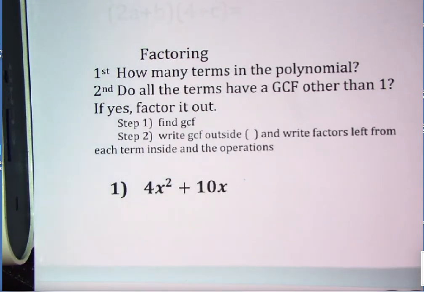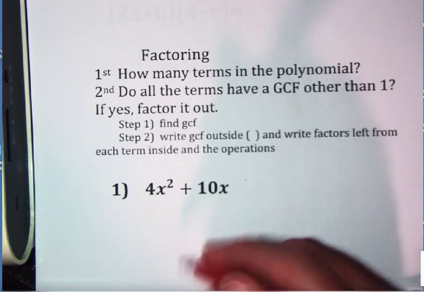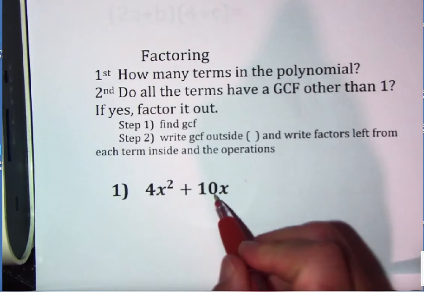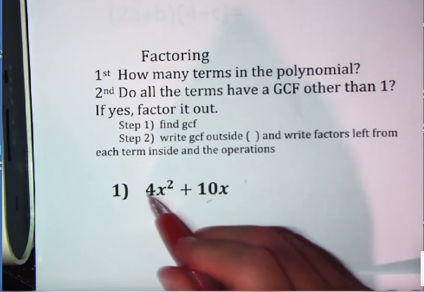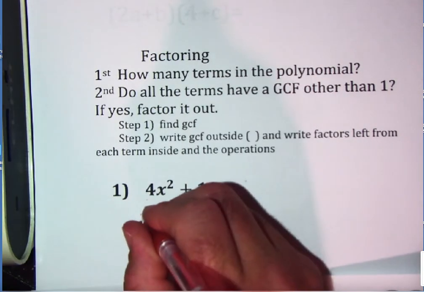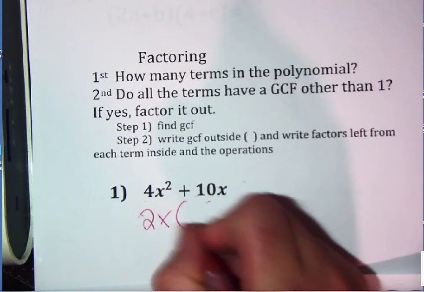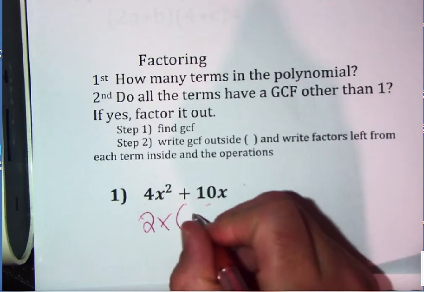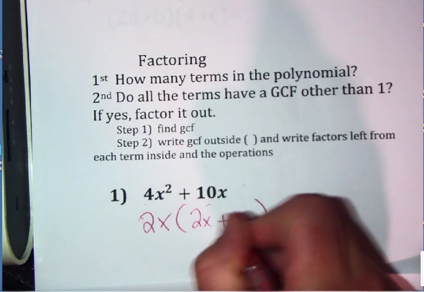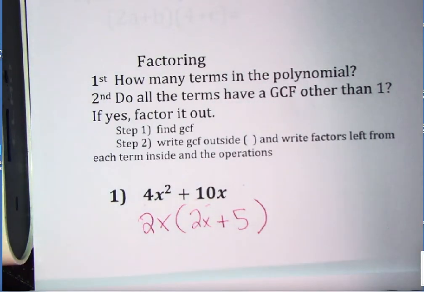So the example would be this that I want you to add to your notes. So this one, we're going to find the GCF. 4 and 10, the GCF number is 2. X squared and x, they have a GCF of x. And its pair is 2x plus 5. And there we go. We factored that expression.